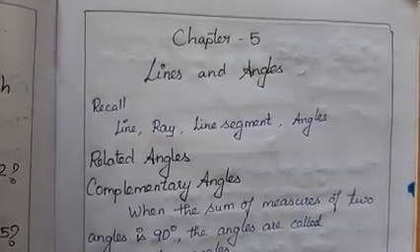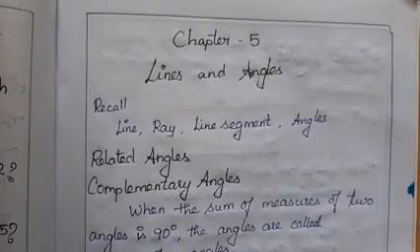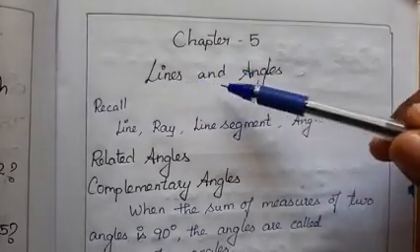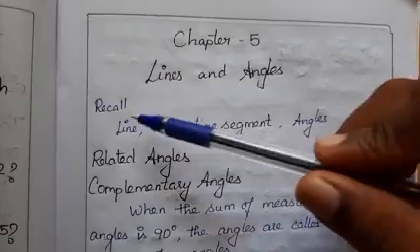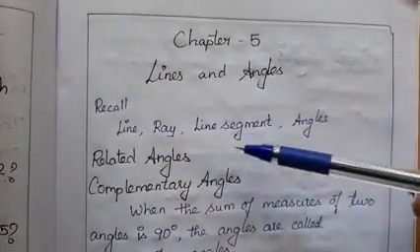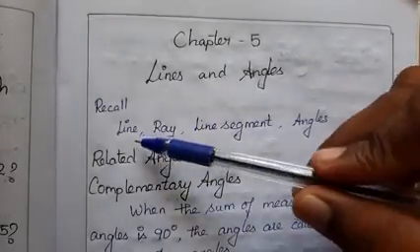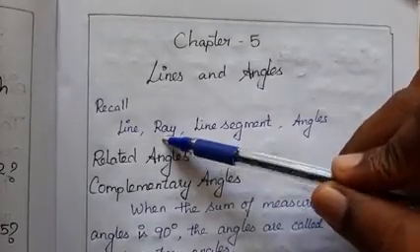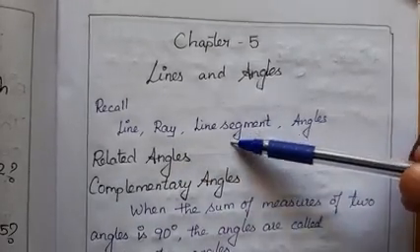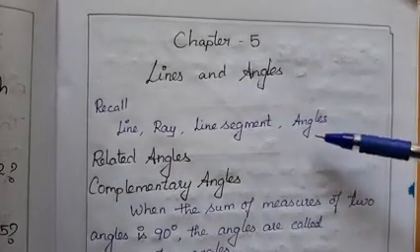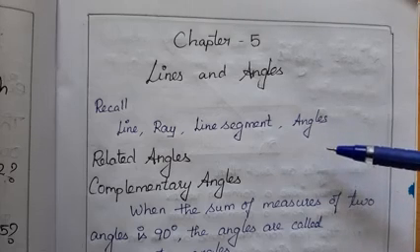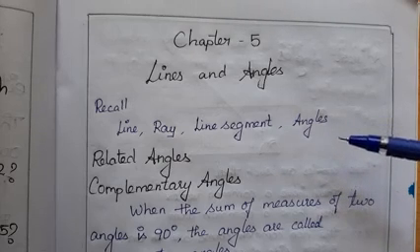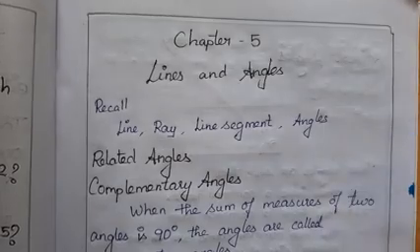Hi students. So today we are going to see chapter 5, lines and angles. Let me recall the line, ray, line segment and angles. A line doesn't have a starting or ending point. A ray has a starting point but no ending point. A line segment has both starting and ending points. Angles are made where two lines intersect.